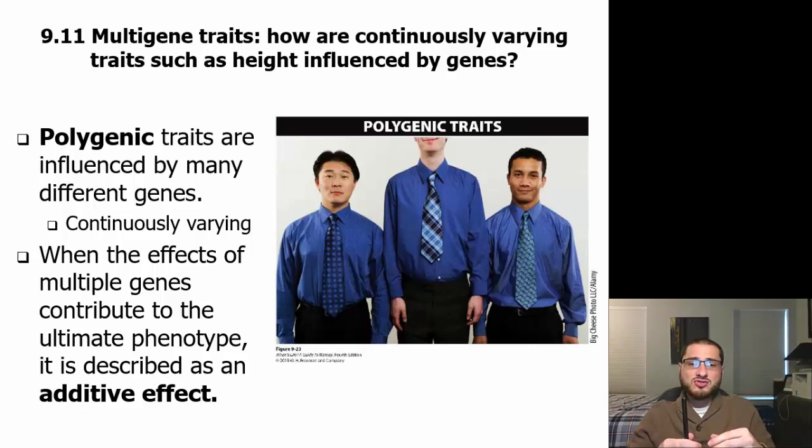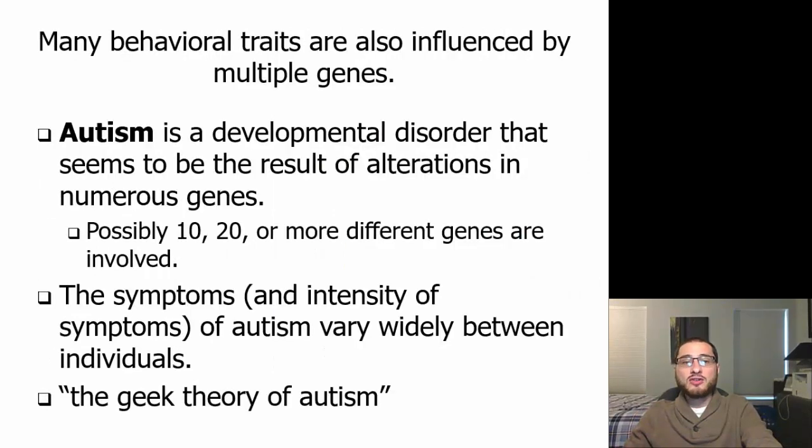When the effects of multiple genes contribute to the ultimate phenotype, it is described as an additive effect. Now, autism is a developmental disorder that seems to be the result of alterations in numerous genes. So possibly 10, 20, or even more genes are involved. And what they're seeing now is that it's also influenced by the environment, which they consider to be epigenetics, looking at the way that the environment is going to turn on or turn off the genes. So the symptoms and the intensity of symptoms of autism vary widely from one individual to the next.